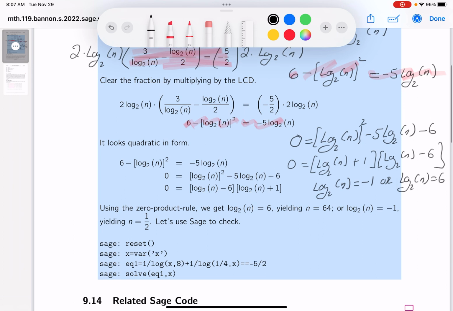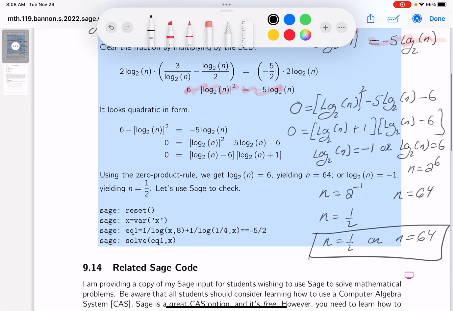Well, let's solve those. The first one's going to be n equals 2 to the minus 1. So the first case, n equals 1/2. For the second one, you would get n equals 2 to the 6th power. And what's that going to be? Let's take a look. 2 times 2 is 4, 8, 16, 32, 64. So I get two separate answers. I get n equals 1/2, or I get n equals 64. Put a box in that.